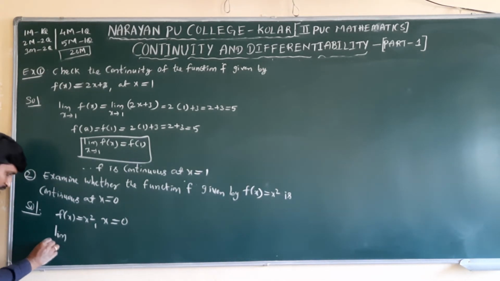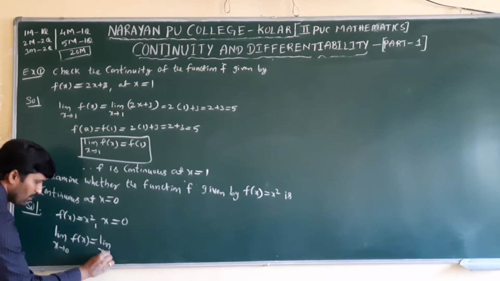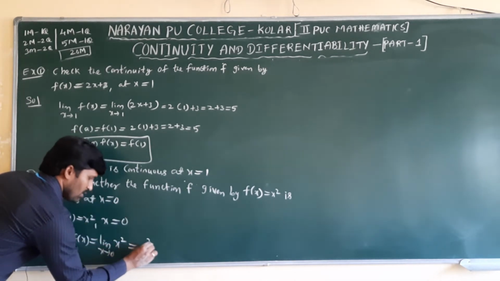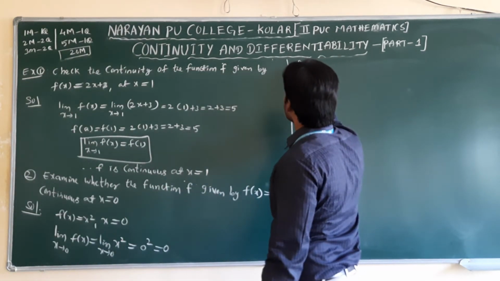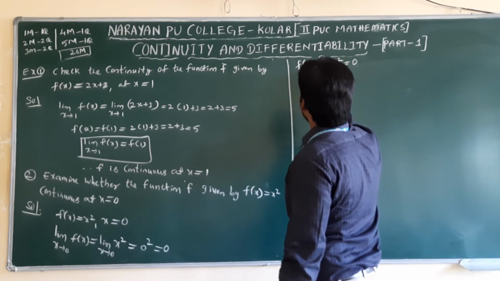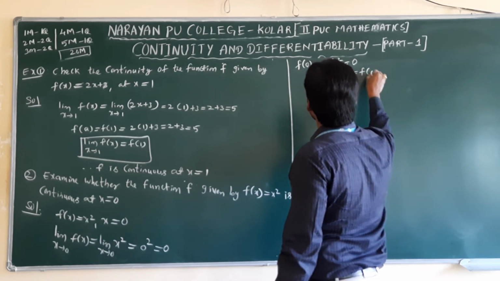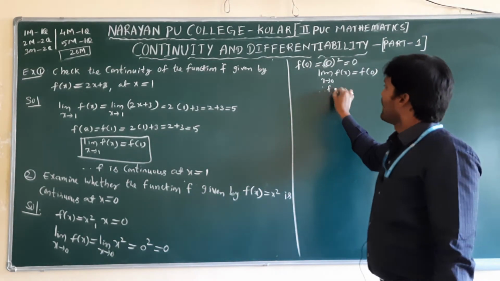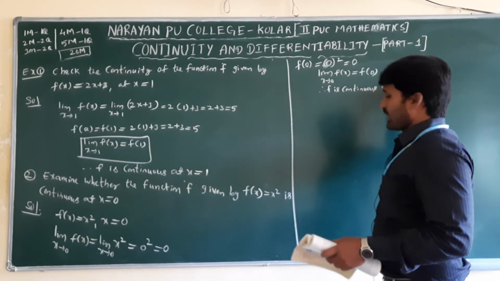First find the limit value. Limit x tends to 0, f of x equal to limit x tends to 0 of x square. Substitute x as 0: 0 square, that is 0. Next we find f of 0, the function value. f of 0 means directly substitute in the function: 0 square, that is also 0. Now both values are 0. The limit of the function equals the functional value. Both are equal. That's why f is continuous at x equal to 0.